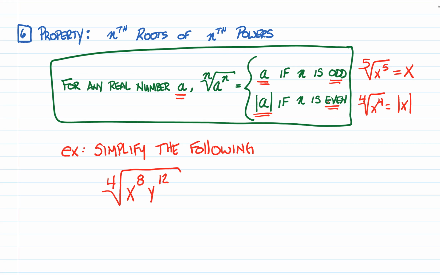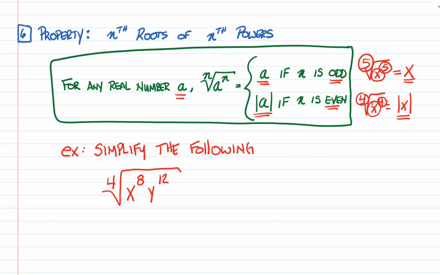So take a look over here. If I have the 5th root of x to the 5th, I get back x. And the reason I get that back is because the index and my exponent in my radicand match. Therefore, I just get x back. Now, the 4th root of x to the 4th is going to be the absolute value of whatever I have left over because my index is even.